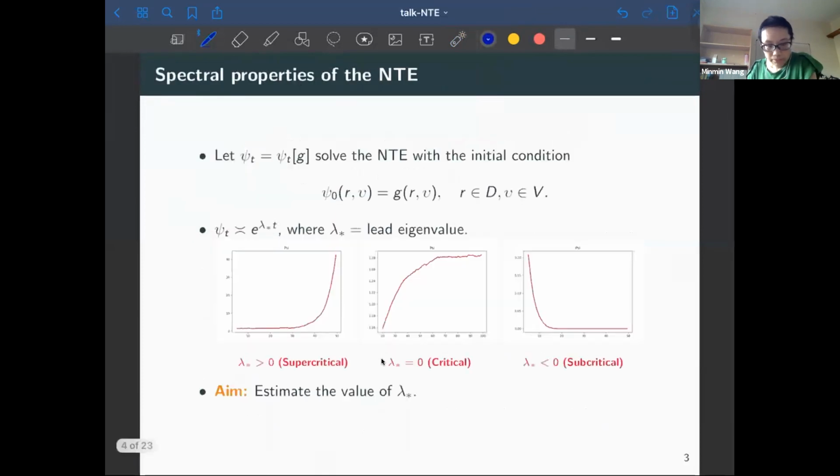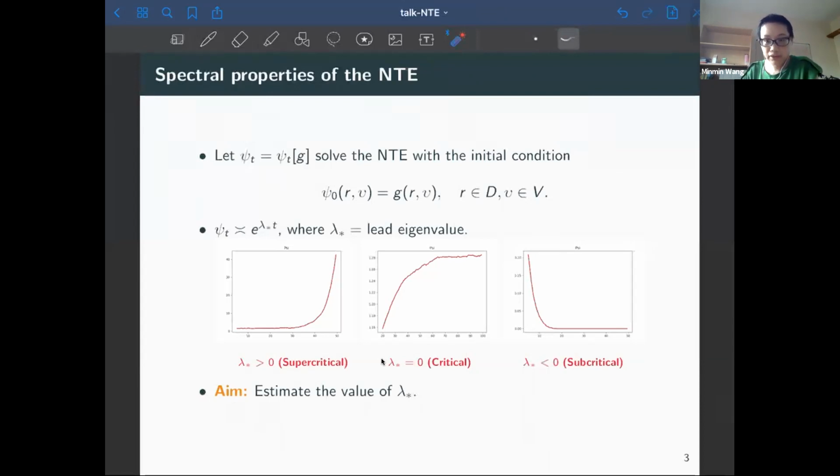Here we are primarily interested in the solution to the neutron transport equation with a given initial condition. Let g be this initial condition. From time to time, when I want to emphasize the dependency of the solution on the initial condition, I will write psi_t[g] to be this solution.